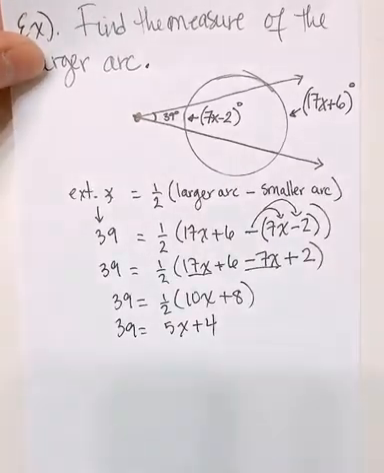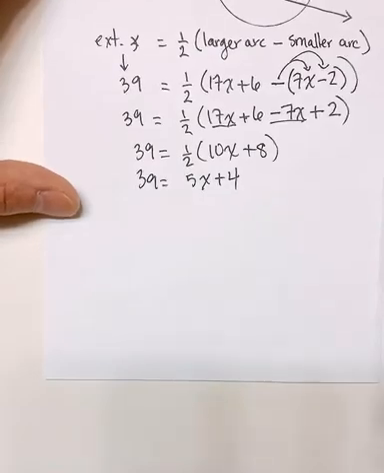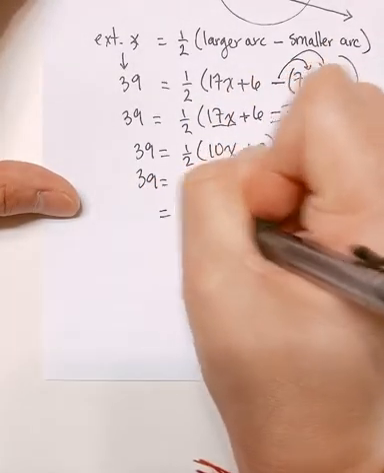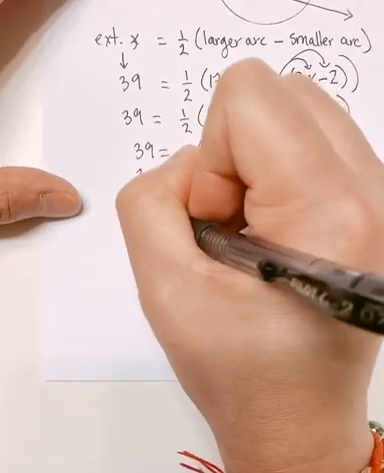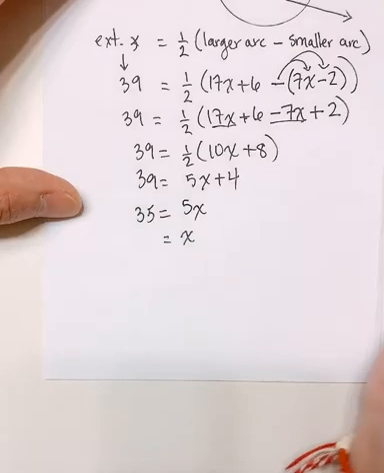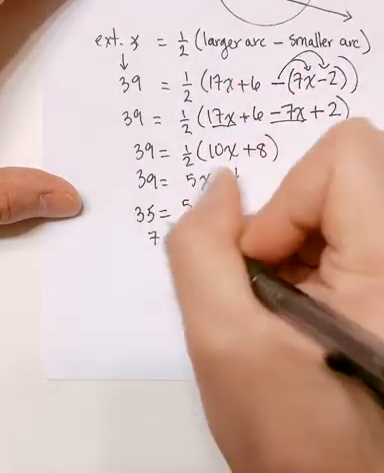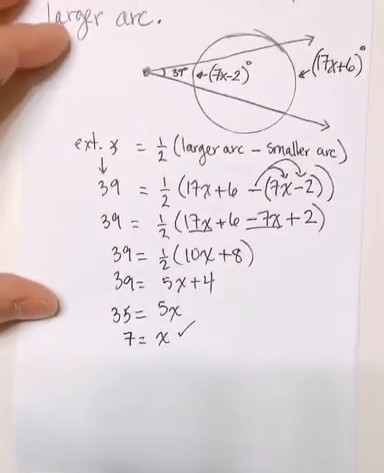Move the paper up a little bit. Just cut everything in half so that the problem is smaller and I can work this two-step equation a little easier. So I'm going to subtract the 4 on the other side. I get 35, and then I divide by 5 to get x by itself. So I get 7. Okay, now x is equal to 7. That is the solution to this equation.